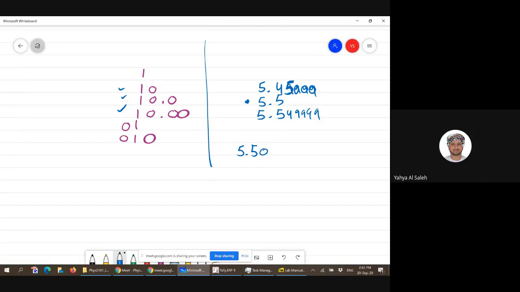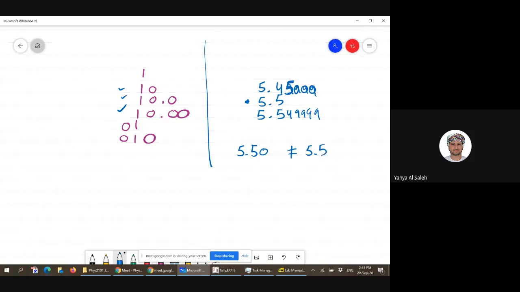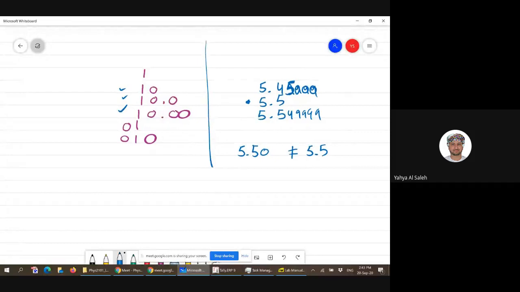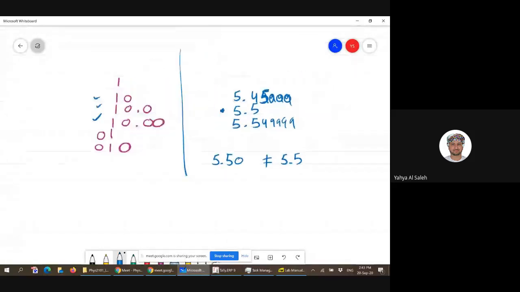Now, when I tell you 5.50, this has a very different meaning to 5.5, because 5.50 cannot be any of these. We have tightened the boundaries further. So 5.50, if I try to do the rounding, can only really be from 5.495 up to 5.504.